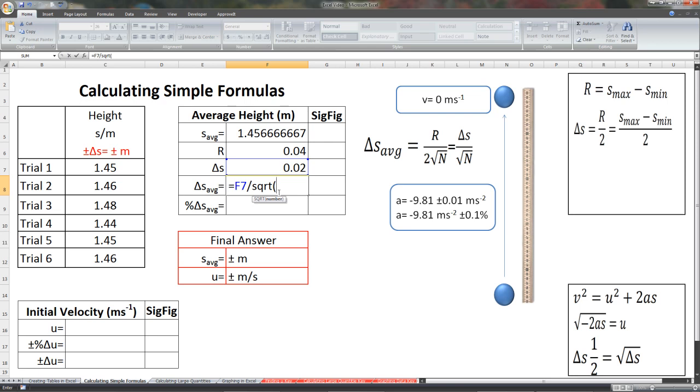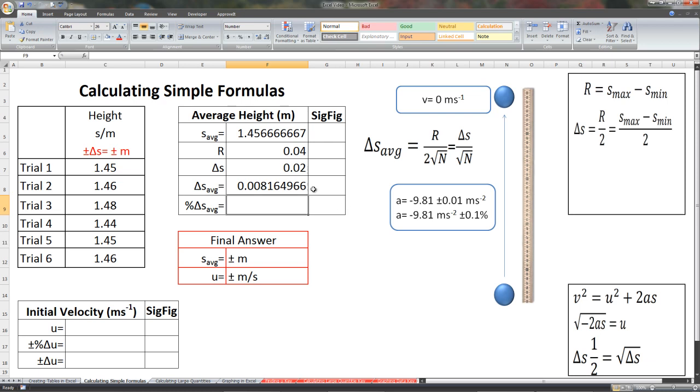Now, I'd have to count all of those, or I could just use a count function, where it counts all of the values that I have. And so I type in count, and then it says count the number of values I have in cells C7 through C12. And so this part of the function is just going to count that number. And then the square root part is going to take the square root of that number. And so there is my average uncertainty.